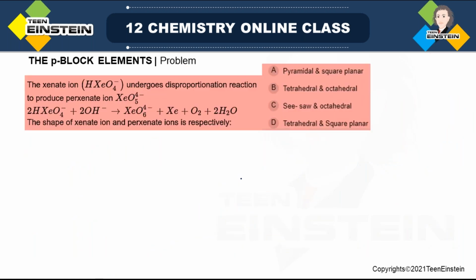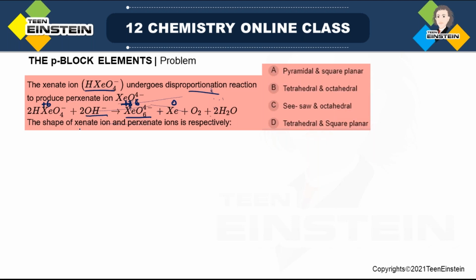Now some questions we'll see. Question 6: xenate ion undergoes disproportionation, which we have already seen in the last slide. After disproportionation in alkaline medium, here HO- is written, actually it is NaOH, it is converted to perxenate, XeO6 4-, where the oxidation state is +8, and xenon, which is 0. Xenate is +6. So from +6 to +8 and 0, this is disproportionation. And so you are getting these species after reaction with alkali.